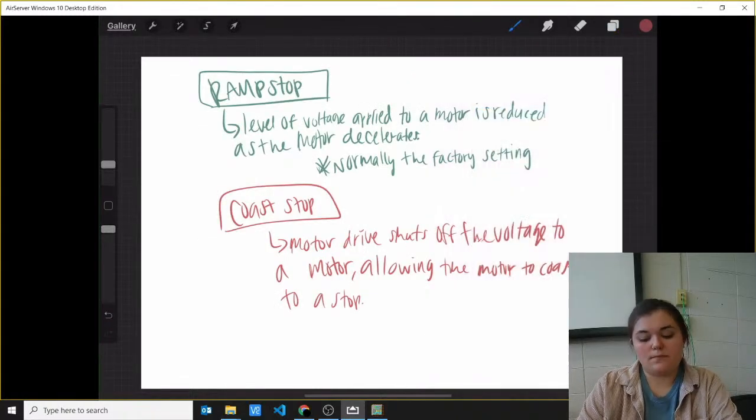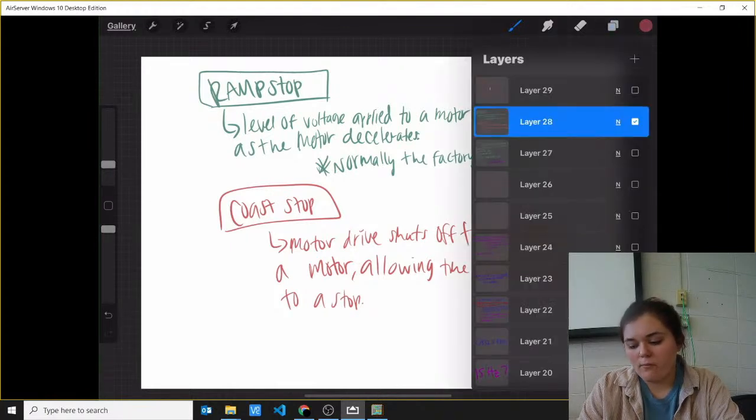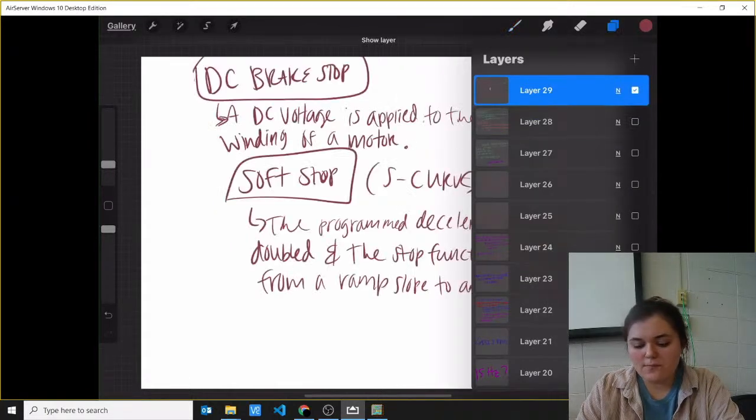Ramp stop: the level of voltage applied to a motor is reduced as the motor decelerates, and that's normally the factory setting on a drive, unless otherwise specified. Coast stop: the motor drive shuts off the voltage to a motor, allowing the motor to coast to a stop. That's just saying we're cutting off all power and we'll let you stop when you feel like it. It's going to coast until the motor has no more energy.